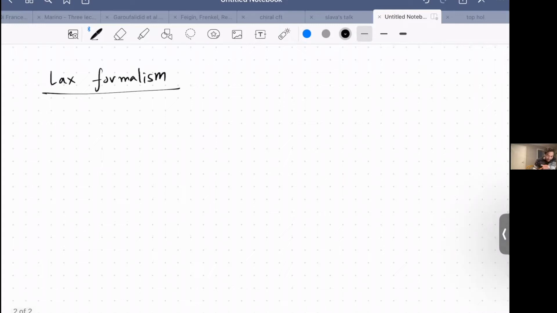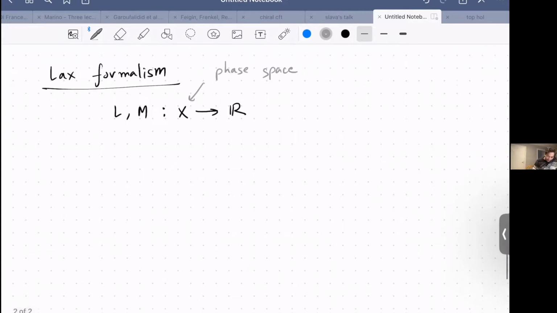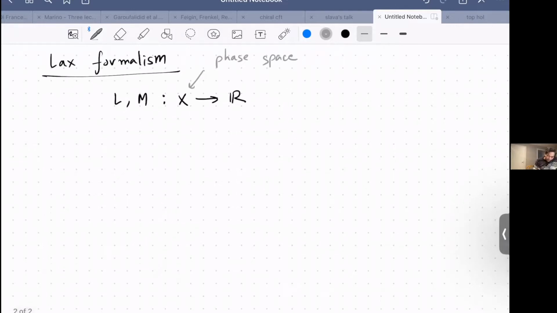So what it does is that it starts with the assumption that you have two matrix valued functions on your phase space. So let's call them L and M. So this is my phase space. By the way, if anyone has any question or if anything is unclear, the definition of something or the notation of something, just ask, and I will clarify and then move on.